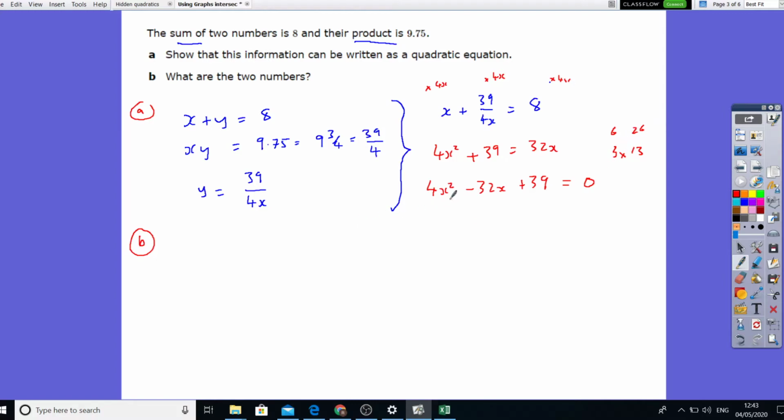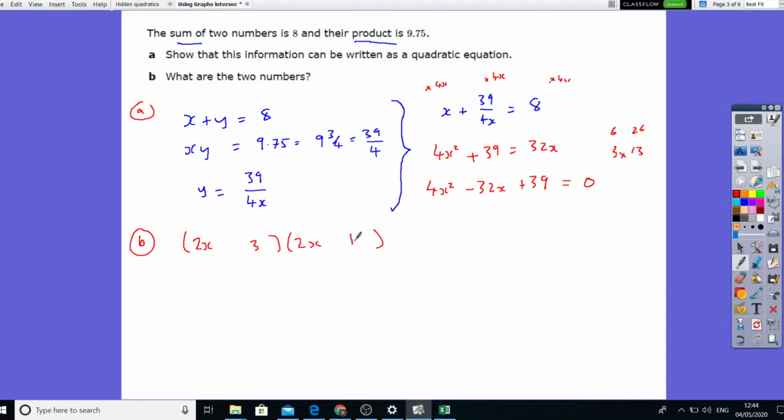Okay, so we should now be practicing quadratics and should be able to do that pretty fast. So what I've done is I've split that up into 2x in each bracket here. So I'm factorizing this, and I need to double each of those, 3 and 13.